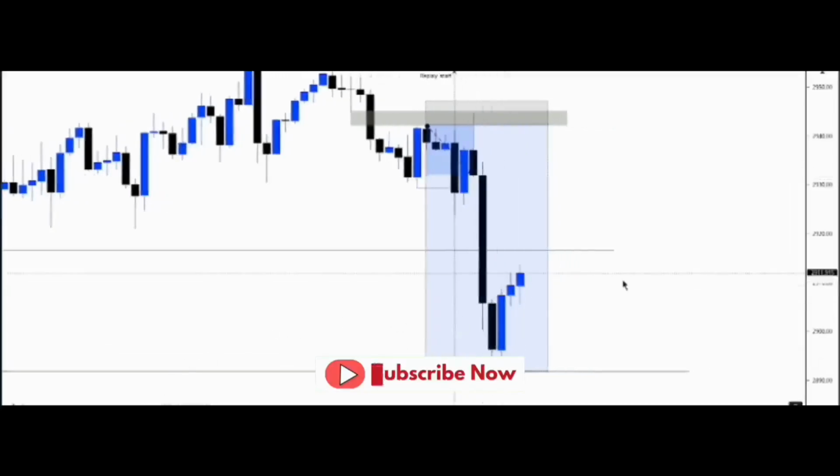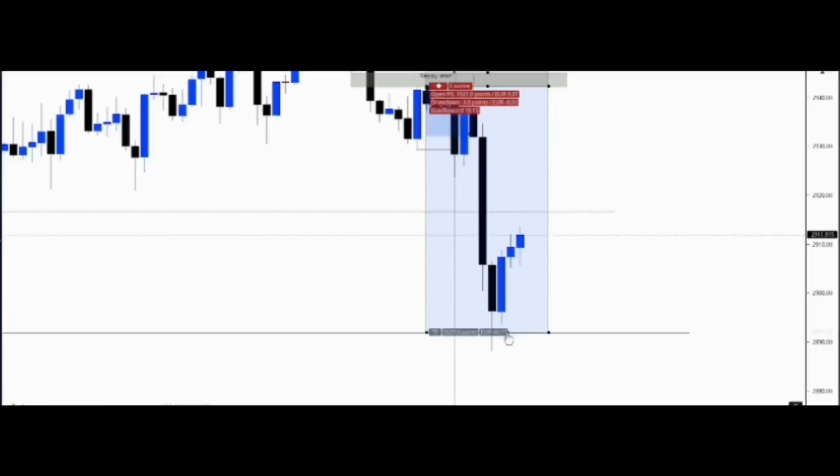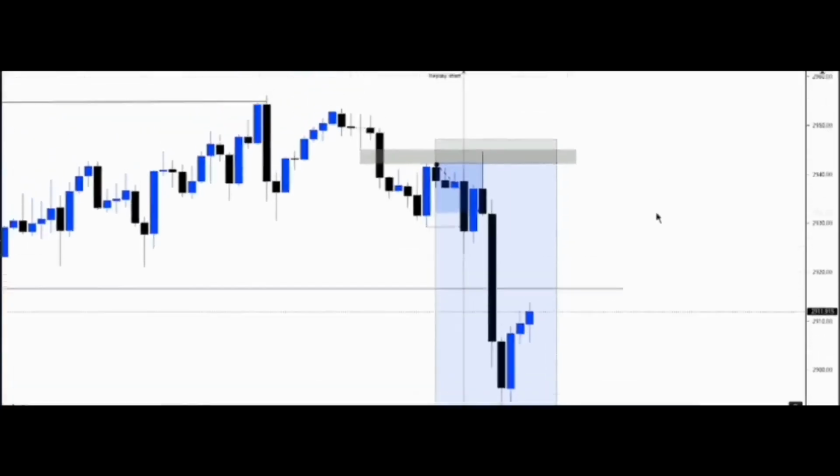So boom, straight to the target. It's as simple as that, guys. You don't need to stress yourself about these things. All you need is that two-step candle sweep. Once you can find the two-step candle sweep on your daily time frame, then you pull the trigger on your 1H time frame using the steps that I have discussed with you.